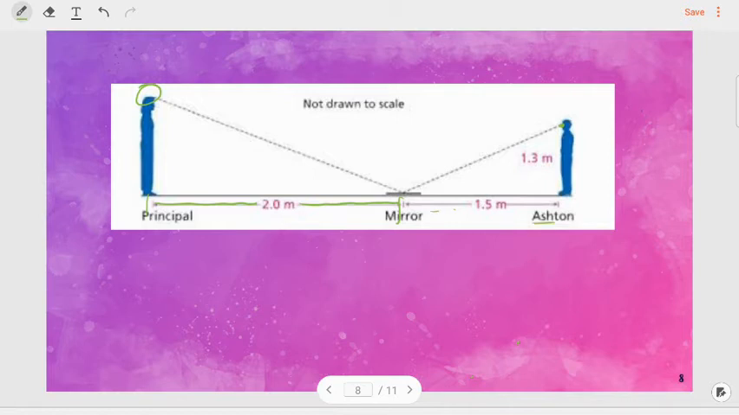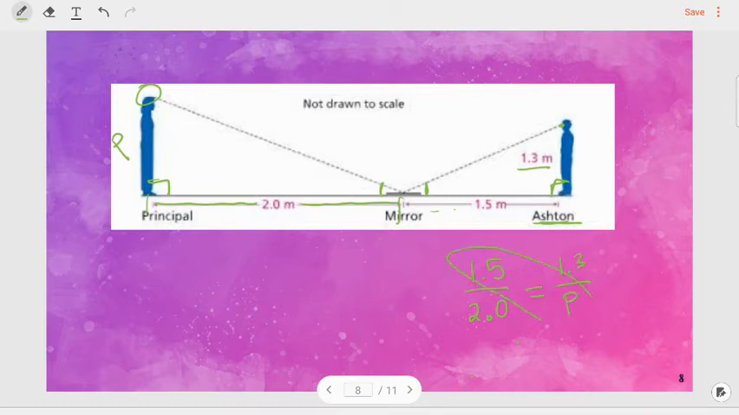Now, Ashton, who's doing this, is 1.3 meters tall, and I'm trying to figure out how tall the principal is. Well, because this angle is the same as this angle, because I'm seeing at congruent angles, and we both stand 90 degrees to the ground, I have two similar triangles because I have two congruent angles. What does that mean? I can set up a proportion. So Ashton's distance from the mirror, divided by the principal's distance from the mirror, is equal to Ashton's height divided by the principal's height.